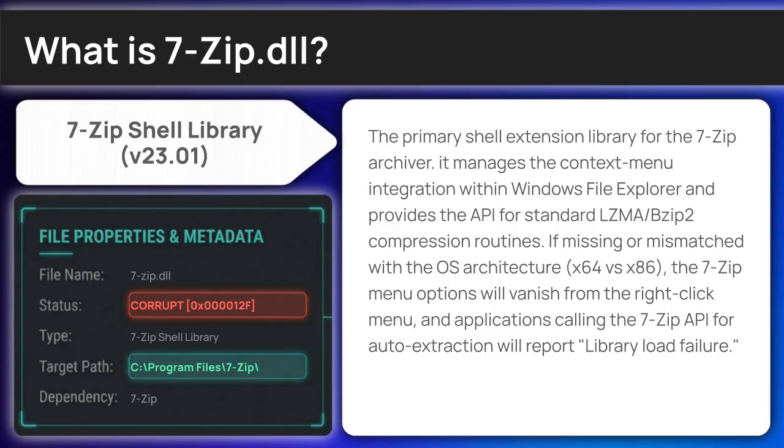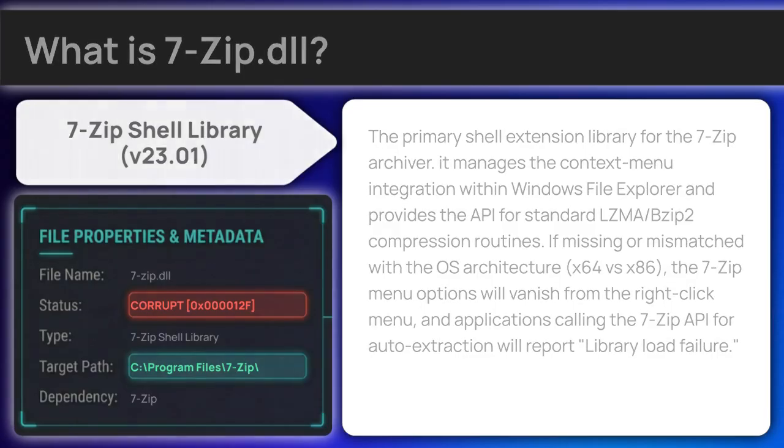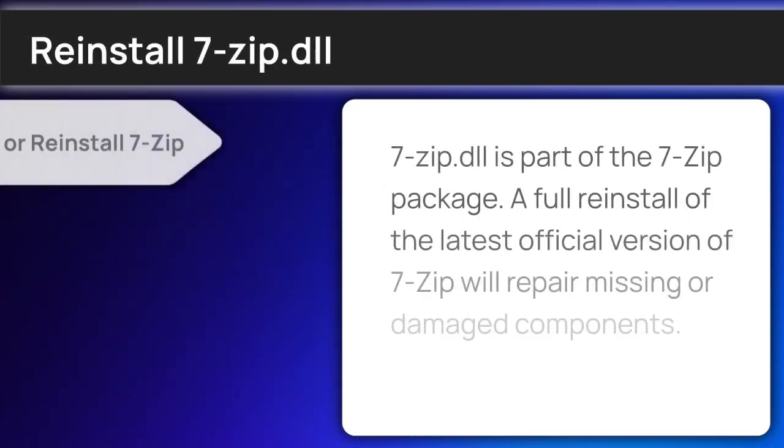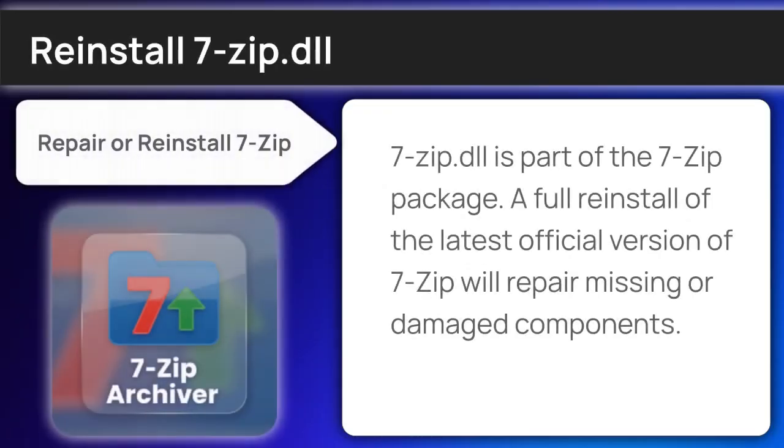Now that we've covered what the file does, let's jump into our first fix. The 7-Zip library DLL is part of the 7-Zip package. A full reinstall of the latest official version of 7-Zip will repair missing or damaged components.